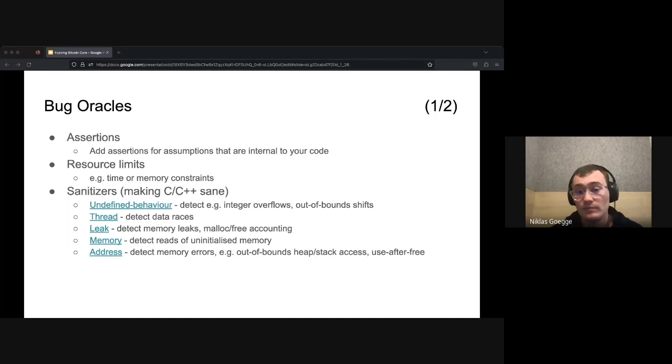Then, one of the easier and biggest things, at least for C and C++ fuzzing, are sanitizers, which are able to catch a bunch of C or C++ specific quirky behavior, like undefined behavior or data races, reads on uninitialized memory, detecting out of bounds reads, heap overflows, stack overflows, use after free, all this sort of really weird memory unsafe stuff that you can have in C and C++.